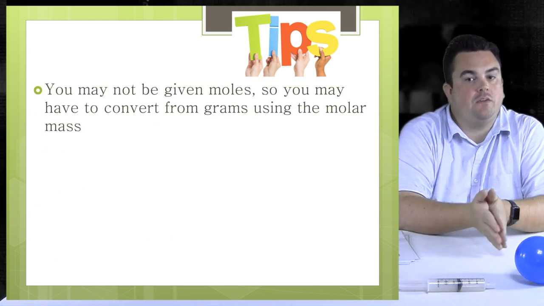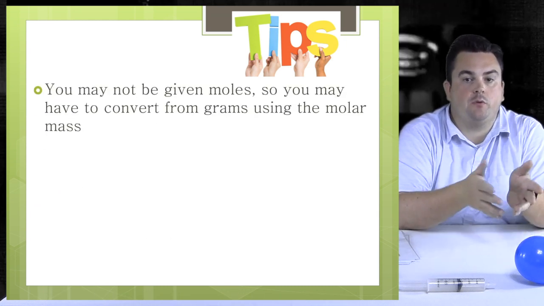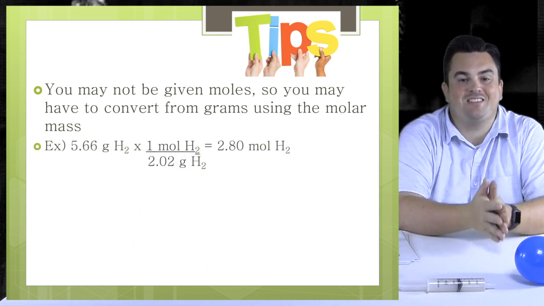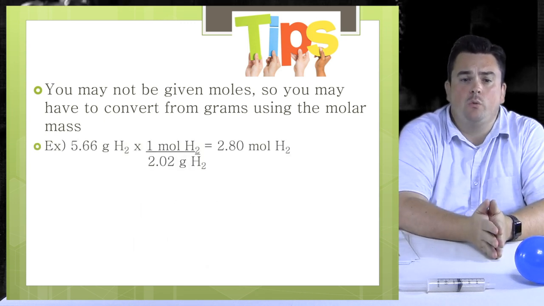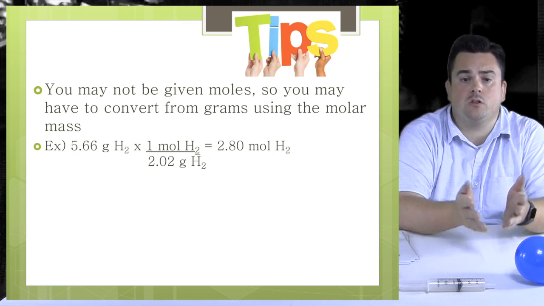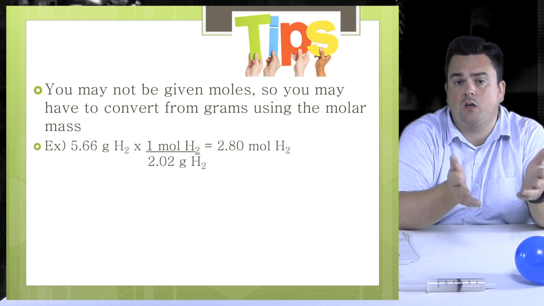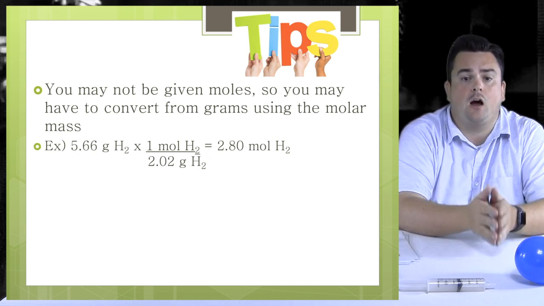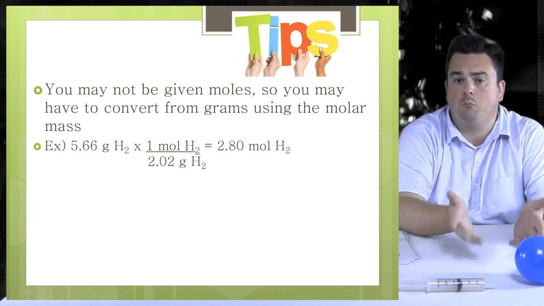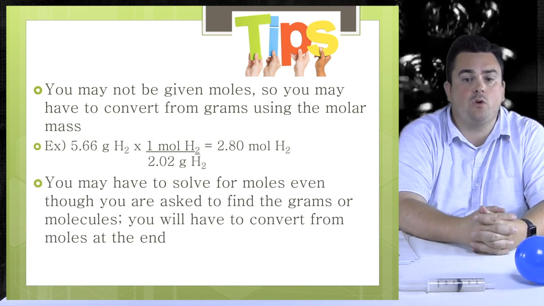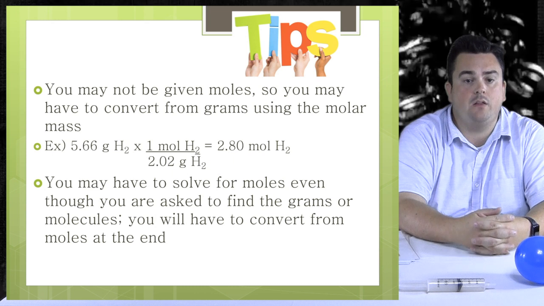Some more tips. You may not be given moles, so you may have to convert from grams using the molar mass. So for example, if we have 5.66 grams of H2, we want to convert those into moles, so we're going to use a conversion factor of 1 mole of H2 over the formula mass of H2 being 2.02 grams, and that's going to give us 2.80 moles of H2. You may have to solve for moles even though you are asked to find the grams or molecules.